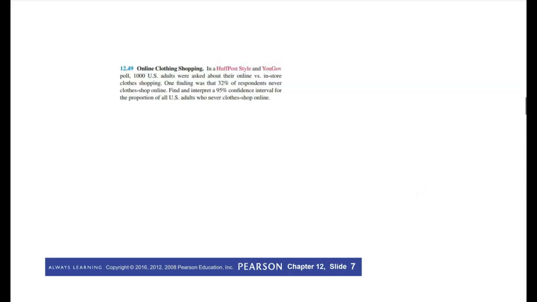These examples can all be found in your textbook. This is in section 12.1, number 12.49. You can easily find it if you want to try to get it on your own. But let's take a look and let's set everything up.